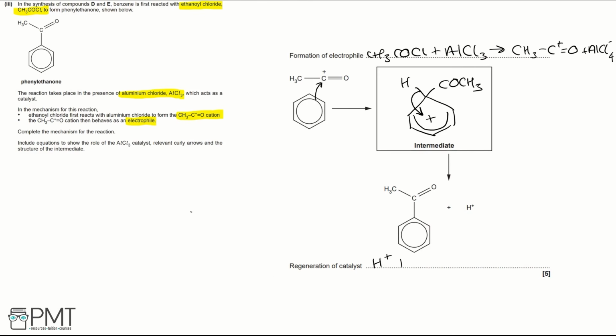So we would have H+ plus AlCl4-, because aluminium chloride is our catalyst, we need to form aluminium chloride, so AlCl3, and then we're left with hydrochloric acid, or HCl. For this question, you get a mark for having the correct equation for the formation of the electrophile, a mark for having the correct curly arrow from the benzene ring to your electrophile, a mark for having your correct intermediate, and a mark for having the correct curly arrow in your intermediate. And finally, you get a mark for having the correct equation for the regeneration of your catalyst.